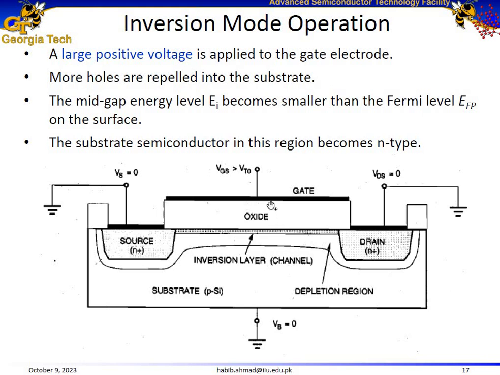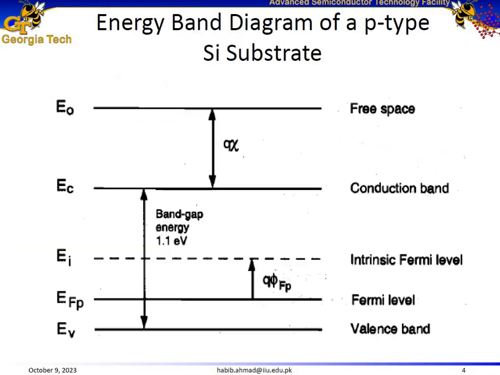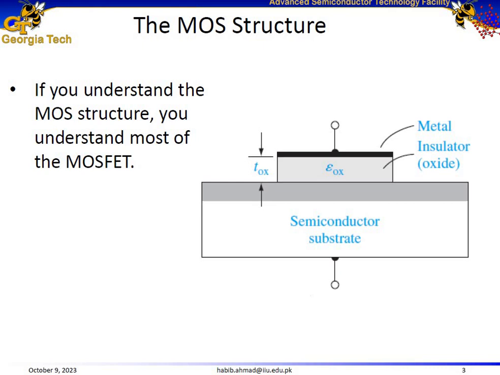So let's focus on the metal oxide semiconductor structure for today. If we understand the metal oxide semiconductor structure, we pretty much understand the operation of a MOSFET. With that context in mind, let's start from slide number 3. Here is the MOSFET structure. In the MOSFET structure, we have a polysilicon gate and a semiconductor substrate separated by oxide, where T oxide represents the thickness of this oxide.